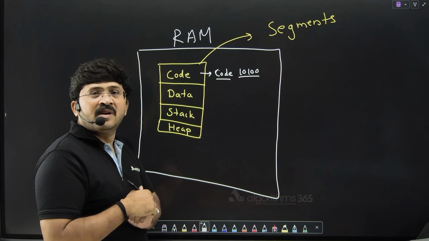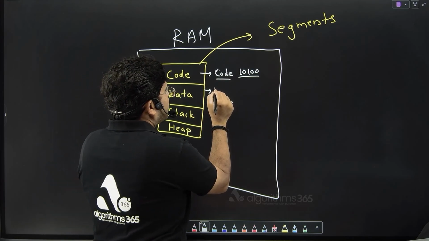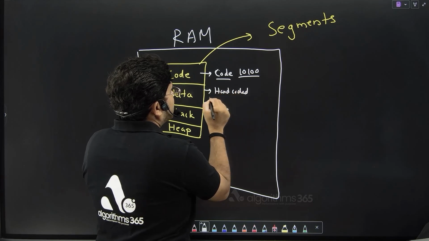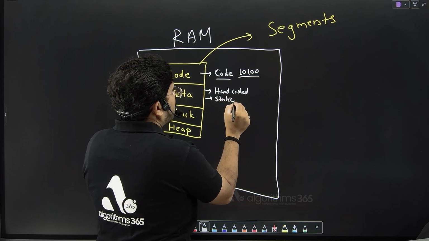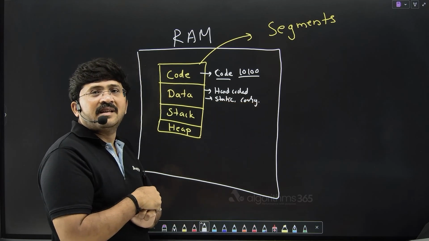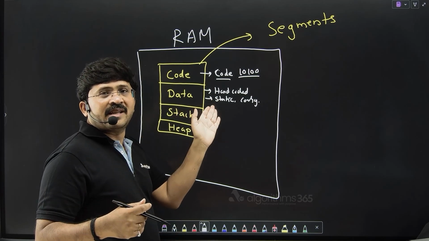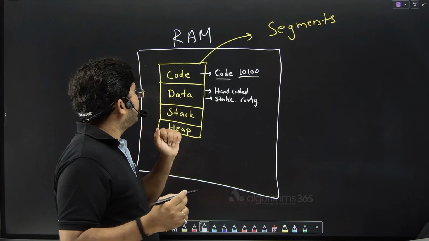What is stored in data? Your hard-coded values, static values, and configurations all go into the data segment. When you start writing code, you will see what goes in data versus what gets dynamically assigned.